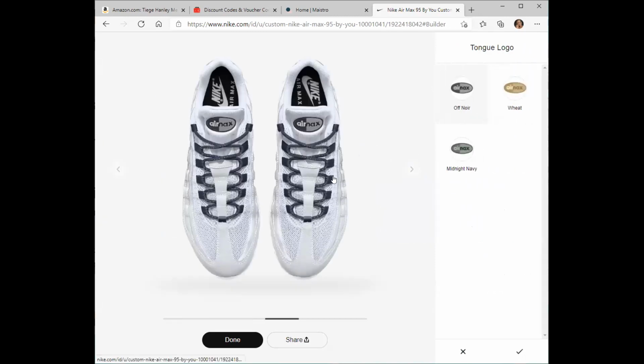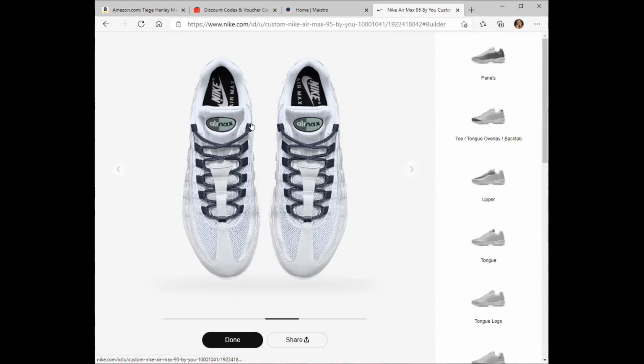So now here we are saying we want to change the color of the logo. Please, do we see that? So we can change this to off black, wheat, or midnight navy. Depending on the sneaker you choose, like I mentioned earlier, you can actually change the writing on it, right? So currently it's off noir, right? But we can change it to wheat, or we can change it to midnight navy. Please, do you see that? I think the midnight navy works better with the color scheme that it even has. Yeah. So once you customize, you click the check sign and then it sticks, right?